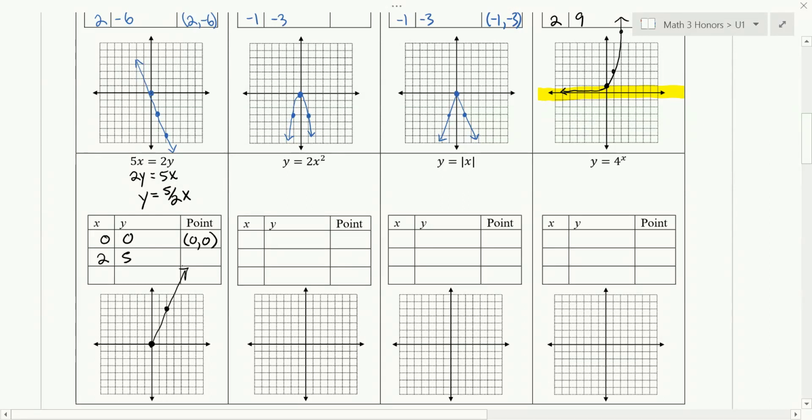If I go up 5/2 again, it's going to be off the graph. So can you find another one that would be on the graph? We can go down 5, left 2, and that would work. You can always go the other direction. Okay.